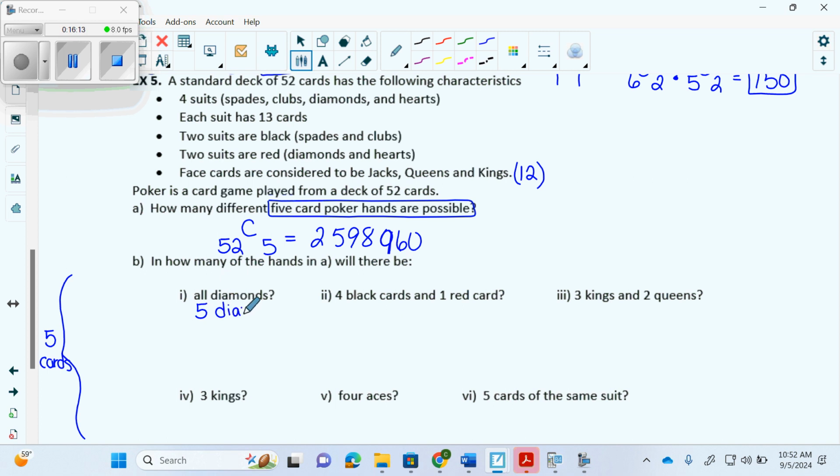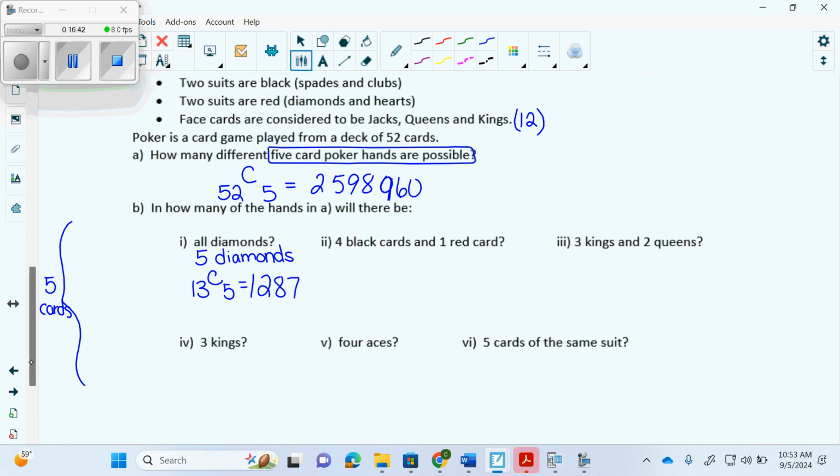From how many? 13. So I'm going to go 13C5, which is substantially less than 2.5 million. What is 13C5? 1,287. So it's substantially smaller, which makes sense because I need 5 diamonds out of 52 cards, that's a much smaller amount. I want you guys to try the other ones. Please do it in pencil if you're a rebel who's using a pen.